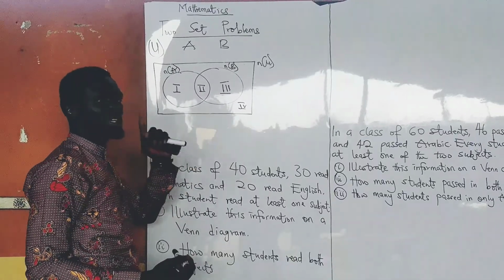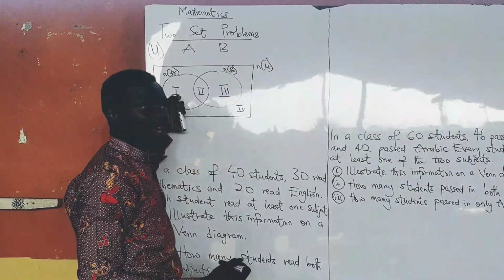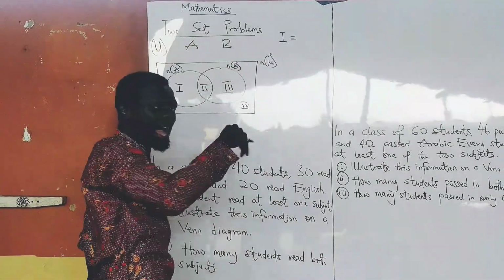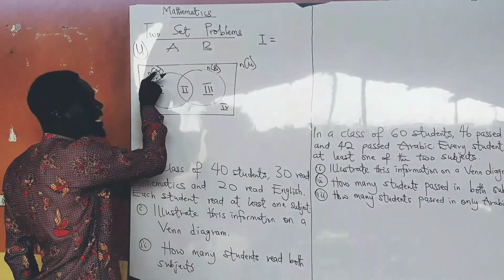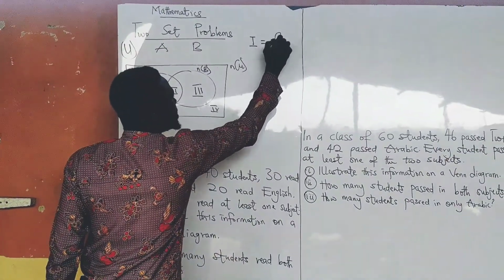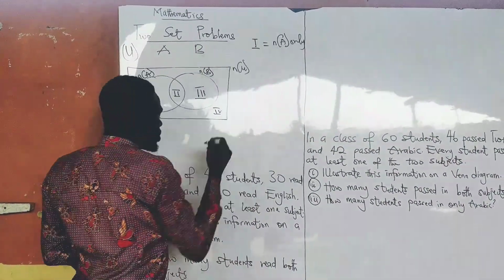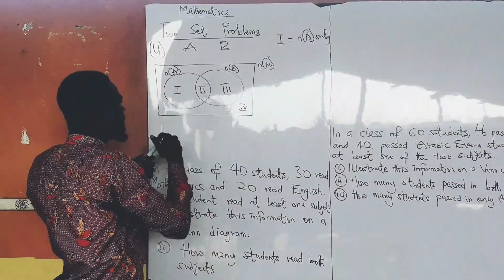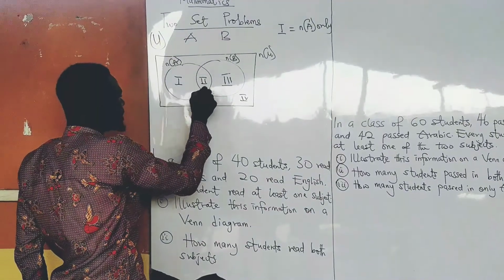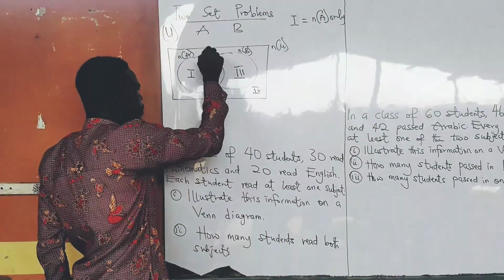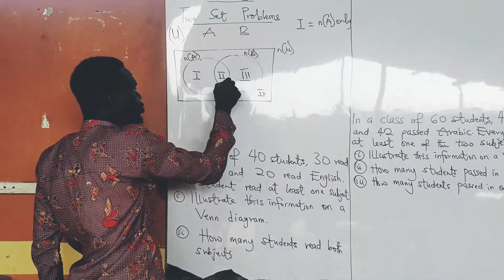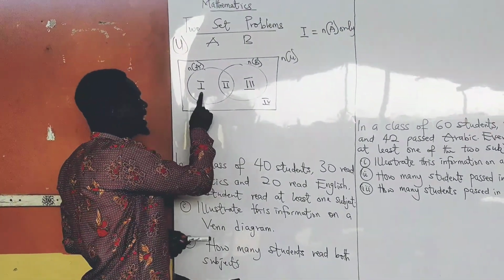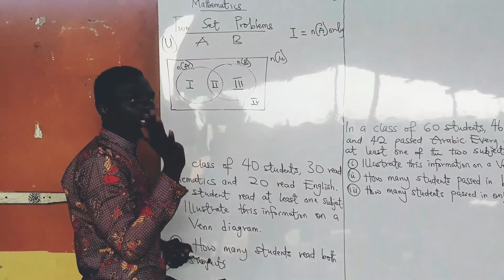If we want to define region I, it is defined as this set here only. So we say the number of A only. When we say only, it means B is not included. If I circle this portion, you will notice that the B portion is not inside the A portion, and if I circle this one too, it means the B portion is also not inside. So region I is A only; B is not included.